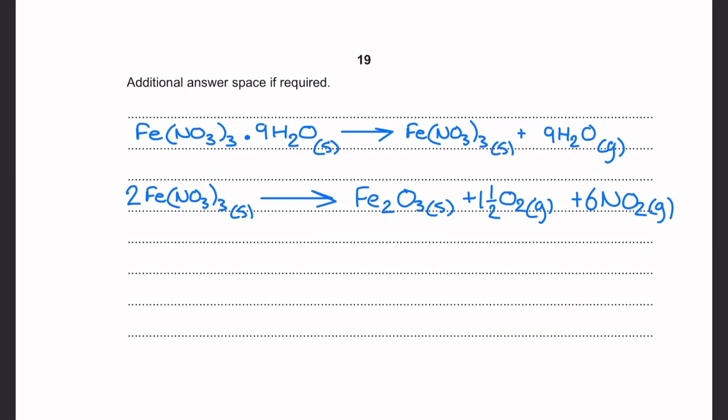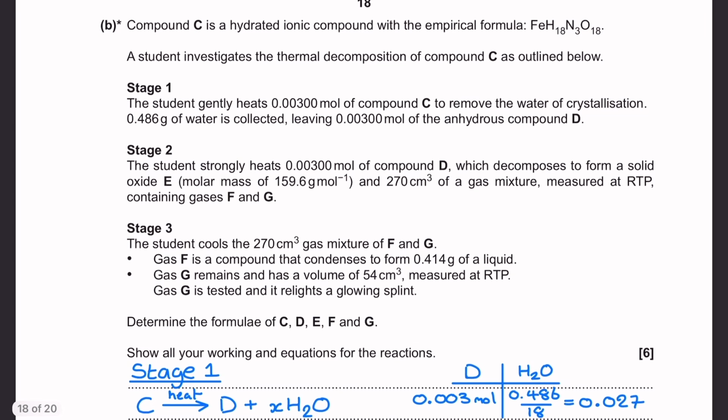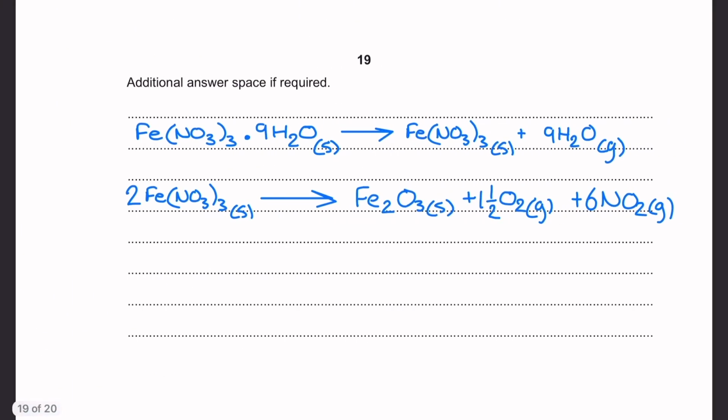For the final bit here, just on the additional answer space, which was just literally over the page, I've put the two reaction equations for the processes that are described. So if we go back to the question, in stage 1 we're describing the heat into constant mass effectively, and in stage 2 we're describing the decomposition. We're not actually getting any other reactions here as it goes further down. So the question did tell us to give equations for the reactions, it's just these two here that I'm interested in.